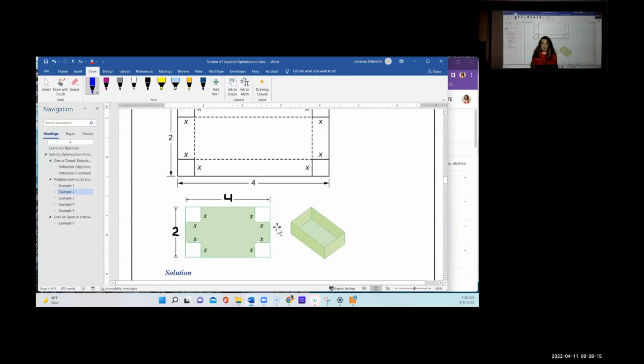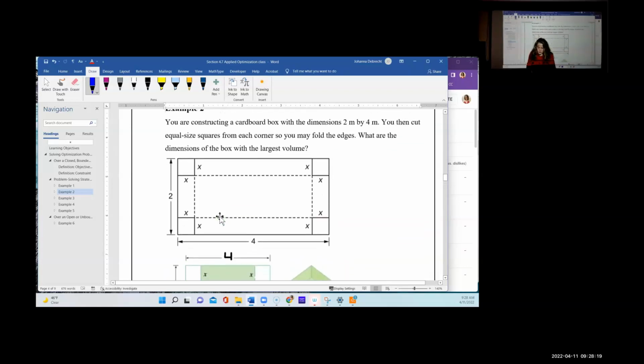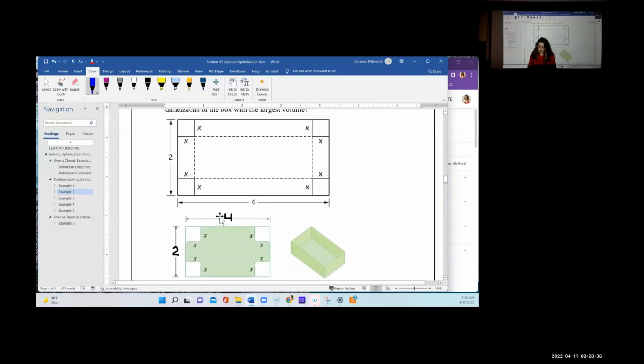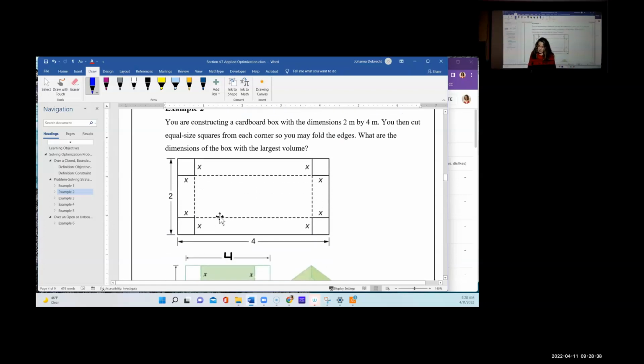Okay, let's take a look now back at the words, and we're going to go through and translate. You are constructing a cardboard box with the dimensions 2 meters by 4 meters. All right, so when we're done, we're gonna have 2 meters by 4 meters. Now, actually, to tell you the truth, this is actually poorly written now that I'm thinking about it.